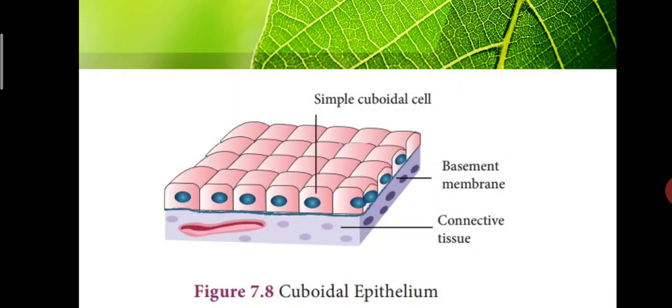So this is how the cuboidal epithelium will look like. So their cells are cubical in nature. The nucleus is round and present in the center.